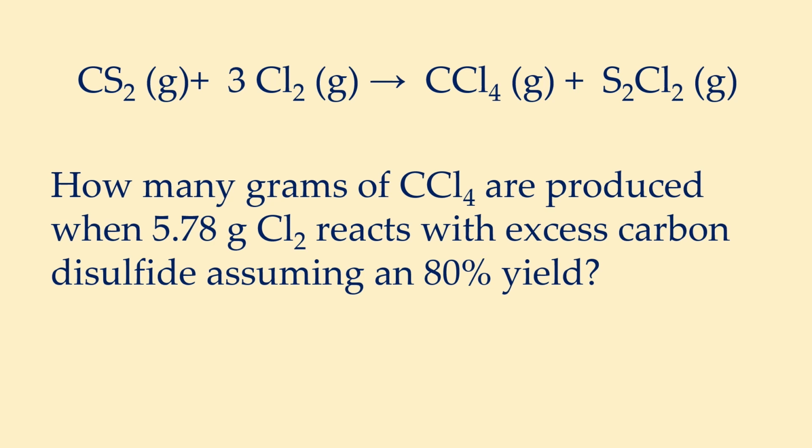How many grams of carbon tetrachloride are produced when 5.78 grams of chlorine reacts with excess carbon disulfide, assuming an 80% yield? First, take a moment to recognize that the equation is already balanced.